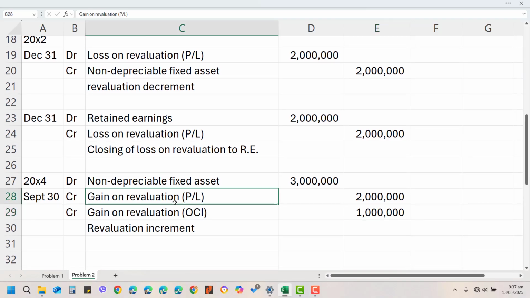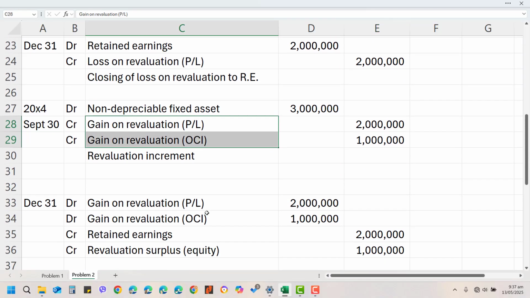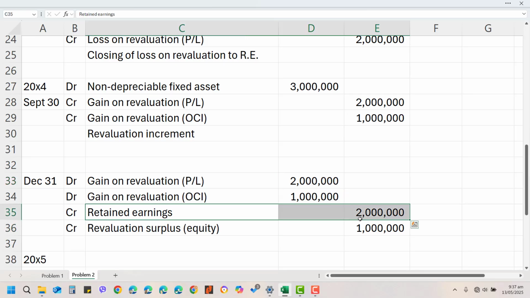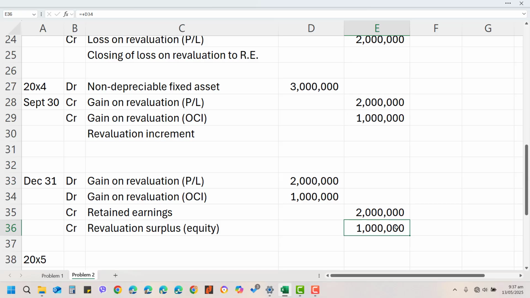Now, these gains should be closed to the respective accounts. So gain on revaluation under PL should be recognized in retained earnings, and then gain on revaluation, which is 1 million here, should be closed to revaluation surplus.